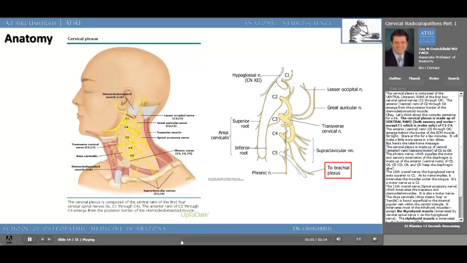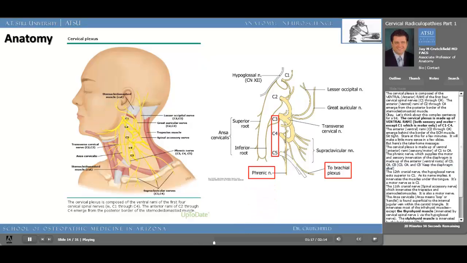The phrenic nerve, which supplies the motor and sensory innervation of the diaphragm, is made up of the anterior, the ventral roots of C3, 4, 5. Remember the mnemonic: C3, C4, C5, keep the diaphragm alive.